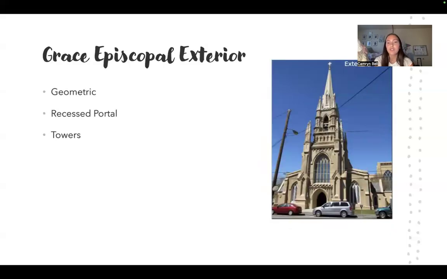Looking at the exterior, very geometric, lots of straight lines, organic shapes. We have this recessed portal, which some churches had like sculpture in here of like Mary or Jesus' death. This one doesn't look like it does. And then we have these towers on the outside as well as the top.